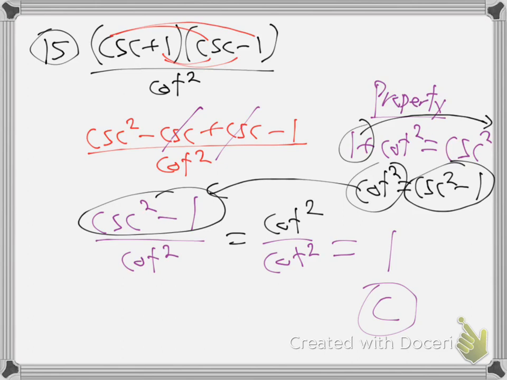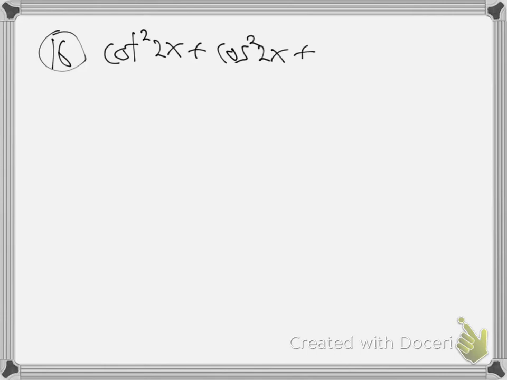On to 16. That's okay, it'll be on YouTube if that was too quick. 16. We have cotan squared of 2x plus cosine squared of 2x plus sine squared of 2x. It's kind of weird they're putting a 2x in there, but you don't have to do anything with it. It's just there, same as regular x. Don't let it bug you. It makes no difference.